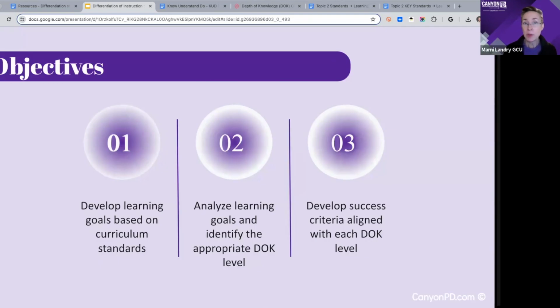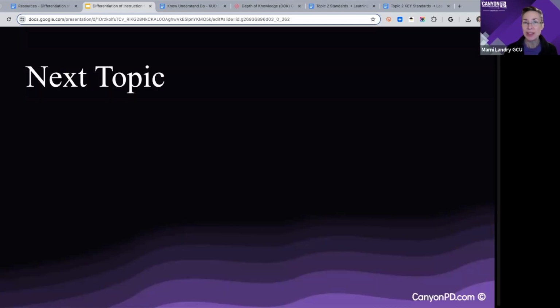Again, the objectives for this section were to develop learning goals based on the standards, analyze those goals, identify the appropriate DOK levels, and develop success criteria that are aligned with each DOK level. Good luck, and I'll see you at the next topic.